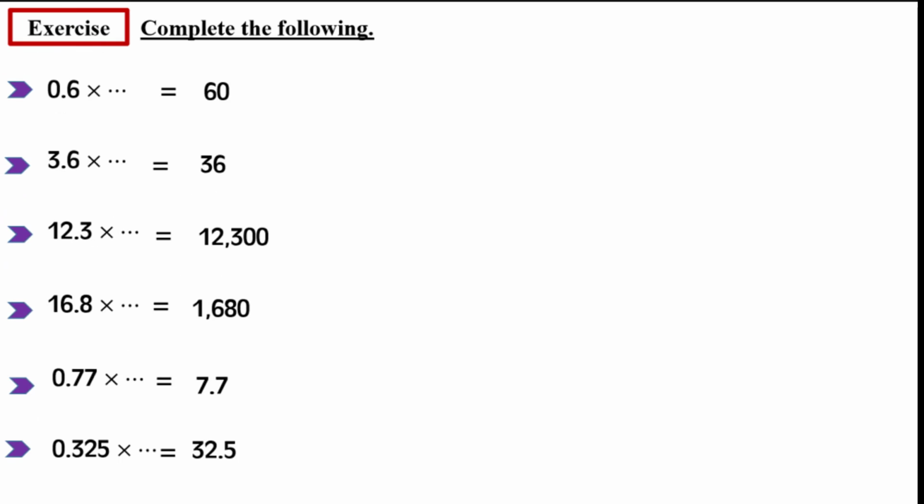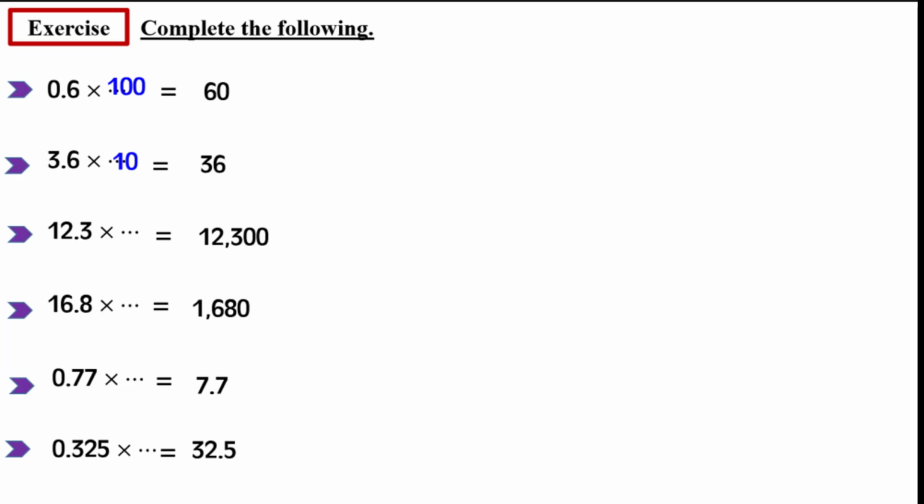Exercise: complete the following. You can stop the video here and complete your answers. 0.6 times what equals 60? We have here just one decimal place, and the decimal point was moved 2 decimal places. So multiplying by what? Multiplying by 100. 3.6 times what equals 36? Just move the decimal point one decimal place, times what?